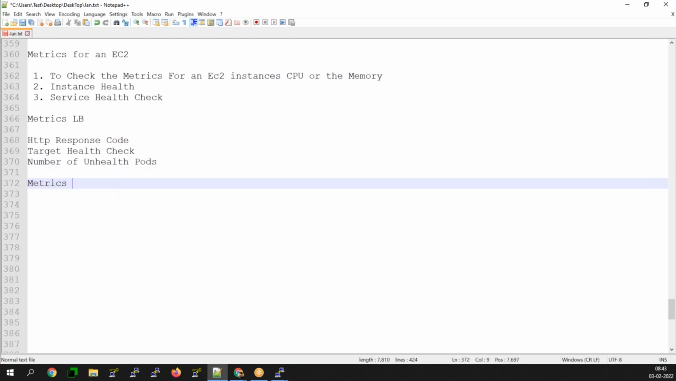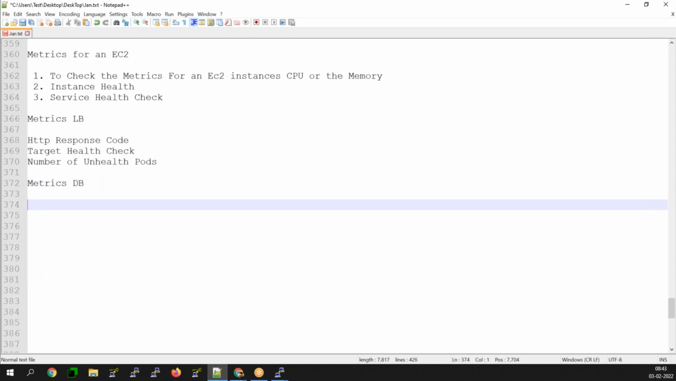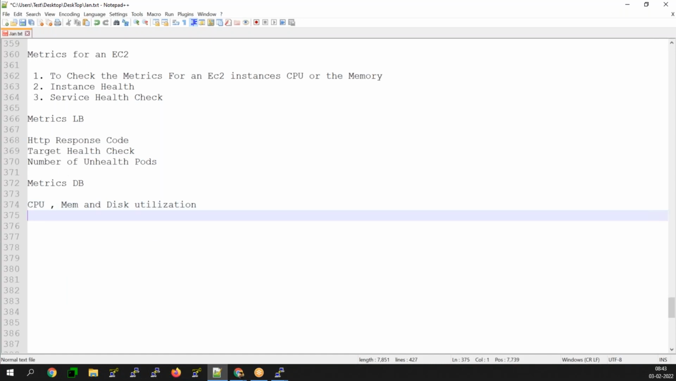And metrics for the respective database. Generally, they're going to check the CPU utilization, memory, and disk utilization. CPU, memory, and disk here. And they're also going to check the audit logs, the general logs, and the slow query logs. And DB status.